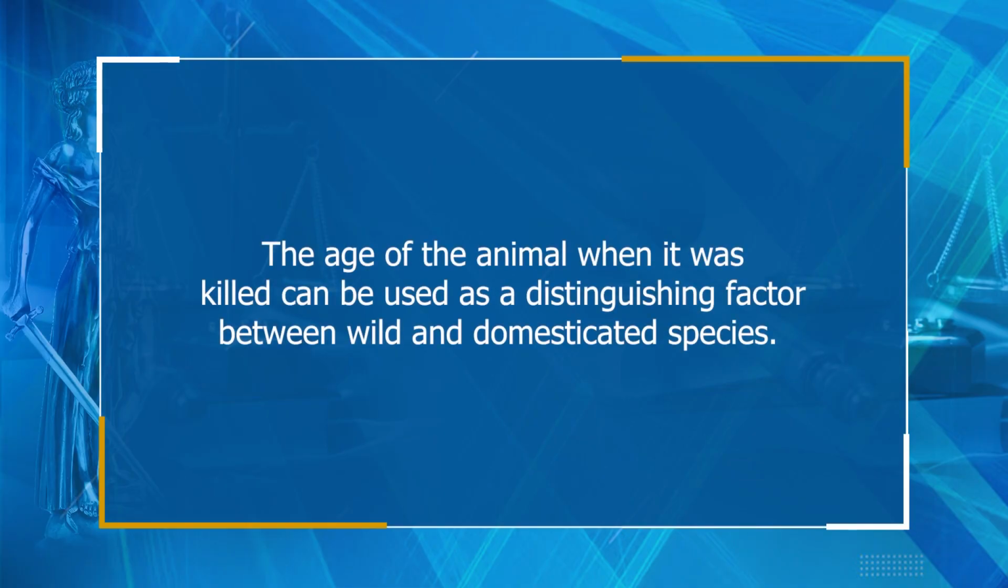The age of the animal when it was killed can be used as a distinguishing factor between wild and domesticated species. It is generally accepted that a hunting community prefers to kill adult animals because they produce the best meat in both quality and quantity, while herd owners kill young and surplus male sheep, goats, and cattle for meat and rear females until they are no longer able to bear children and give milk.